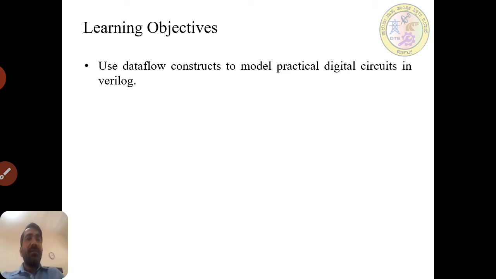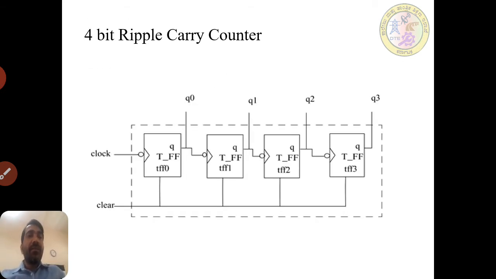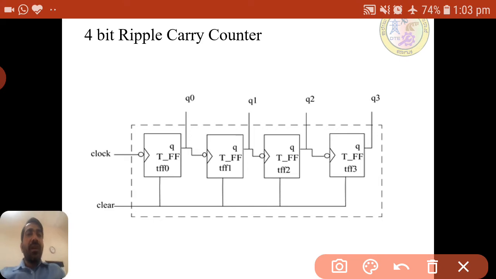So the objective is the same: we need to learn how to construct practical digital circuits. As in the examples we have seen previously, that is adder and multiplexer, similarly you will see how the counter will be designed using data flow modeling. As we know, there are many different counters. Here we are considering the 4-bit ripple carry counter.